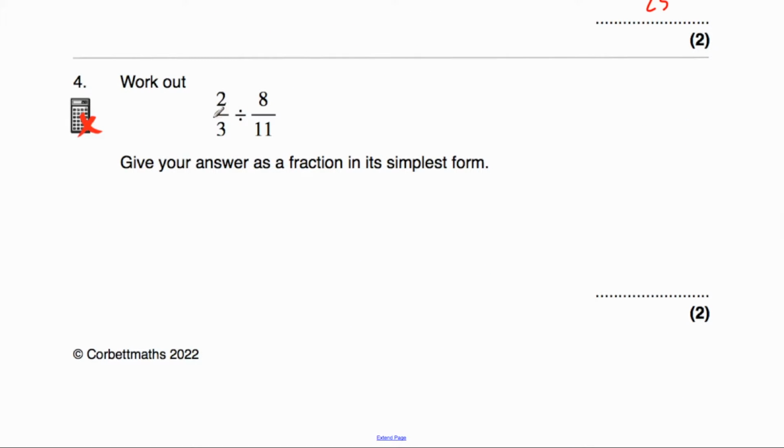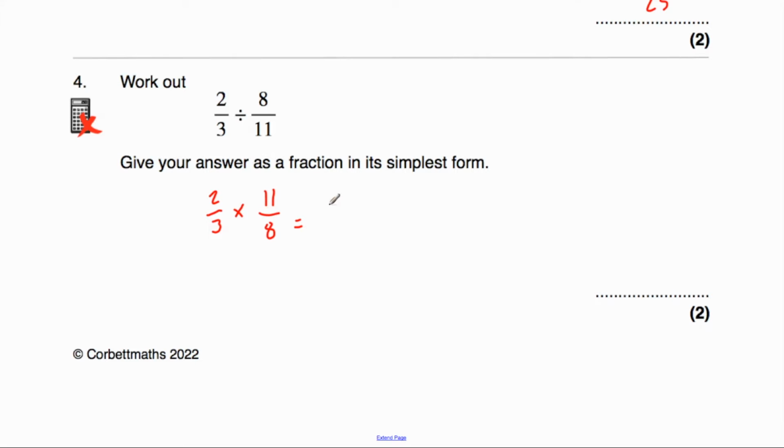Question number 4, we've now got a division. We've been asked to work out 2/3 divided by 8/11 and to give our answer as a fraction in the simplest form. So in this question, we're dividing fractions. Remember, whenever we're dividing by a fraction, it's the same as multiplying by the reciprocal of the fraction. So we're going to keep the 2/3 as it is. Instead of divide, we're going to multiply by the reciprocal of this fraction, and reciprocal is a fancy word for flipping it over. So we flip over this fraction to get 11/8. And if we multiply this together now, we'll get our answer.